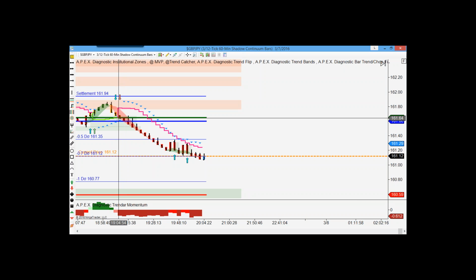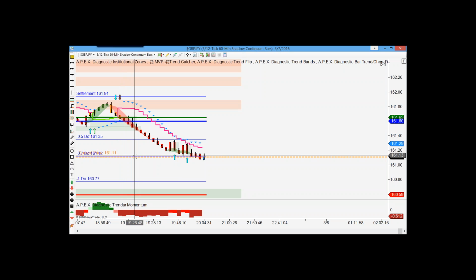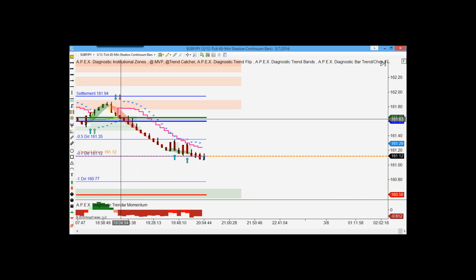161.64. Can everybody see that? And where's the market at now? 161.11. What is the difference right there? About 50 ticks, right? Does everybody see that? Everybody see what I'm talking about?